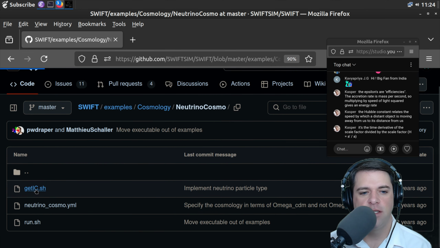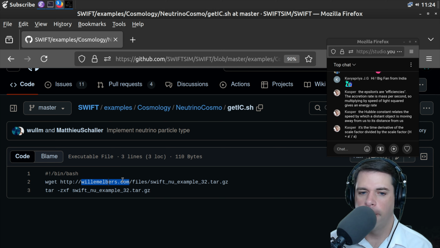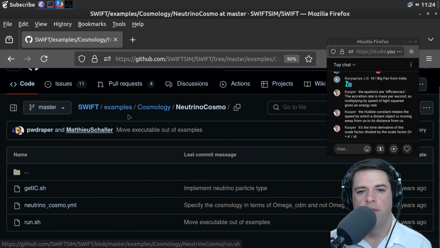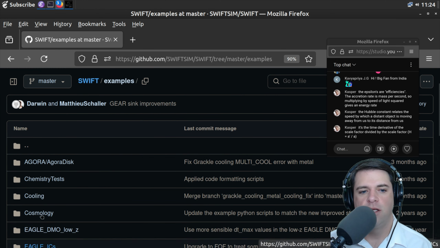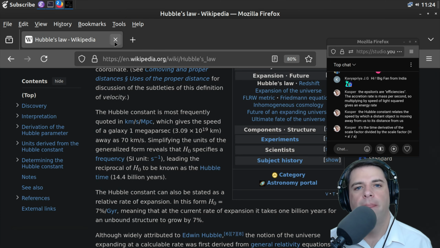And we have getic.sh. We're going to wget this file from whoever these people are. And then we're going to just extract it and run it. And that's really all there is to it. The example itself isn't really here. It's hosted on that website. Okay, so let's plow along.